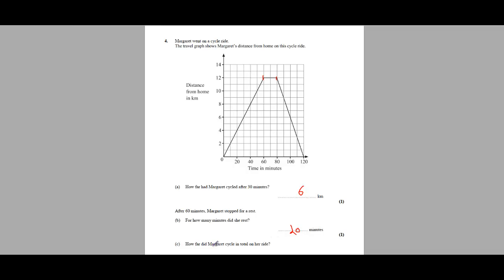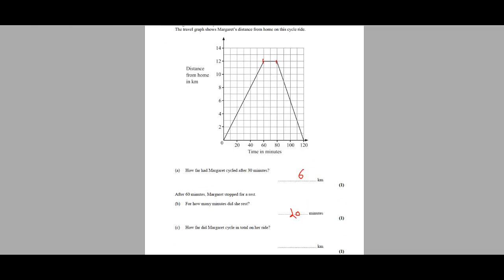How far did Margaret cycle in total on her ride? So she covered here 12 kilometer and then she came back 12 kilometer back. So 24 kilometer. 12 kilometer on this side and 12 kilometer on the back, coming back to her initial position. So 24 kilometer. She cycled 24 kilometer in total.